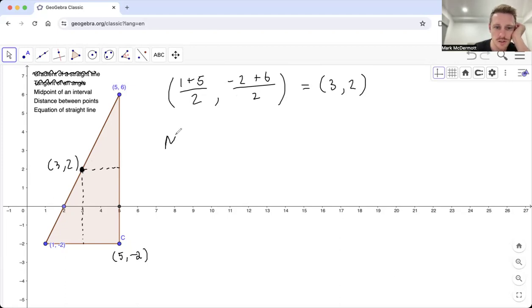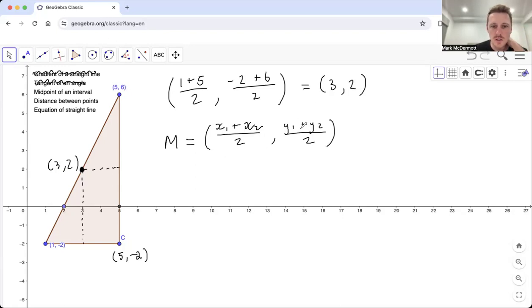So you can imagine more generally what we could say is capital M, the midpoint, is equal to: we're just averaging the x coordinates. So x1 plus x2, whatever the x values of your coordinates are, divided by 2. And then averaging your y coordinates. So y1 plus y2 over 2. And then that formula will give you your midpoint for any two values.